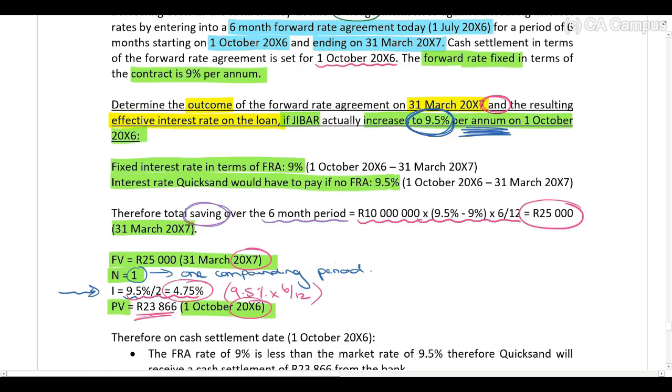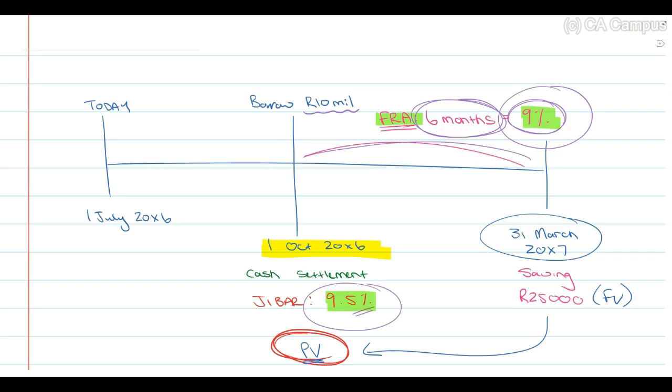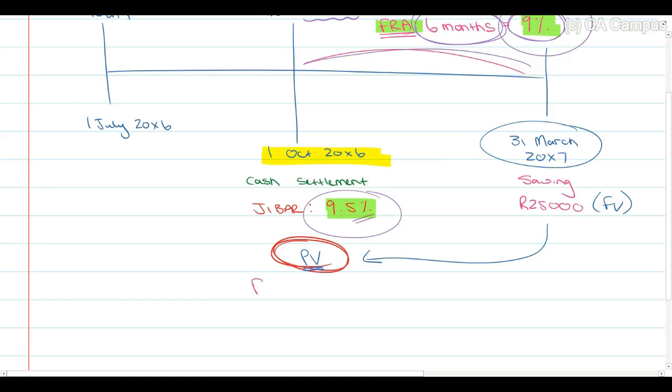So I've now calculated my present value. So my present value amount over here, if we add this to our timeline, we have a present value of 23,866. So what's going to happen is on the date when we enter into the loan agreement, this is the amount that the bank is going to pay us, or the bank will pay the company, which is Quicksand.